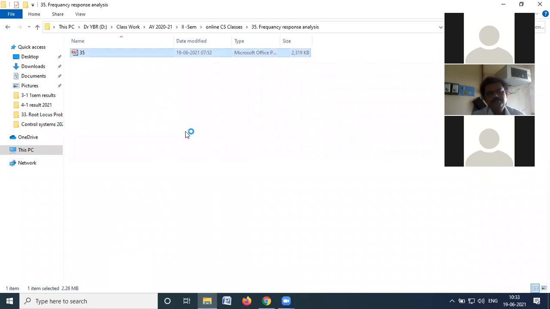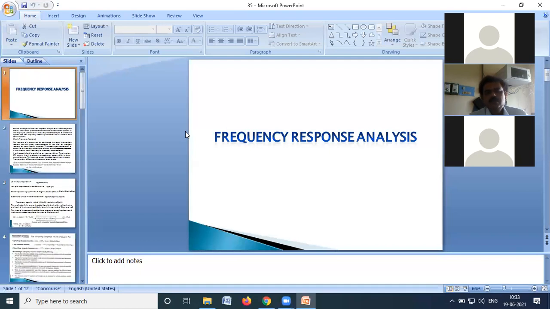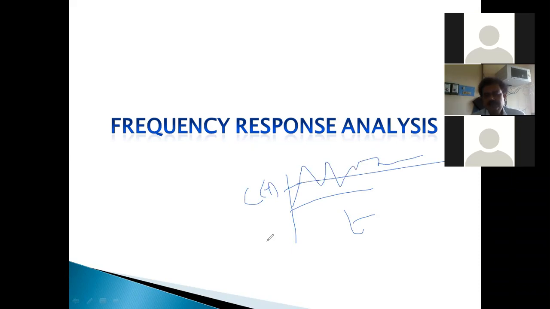Next chapter, that is frequency domain analysis. So till now we have seen time domain analysis. Time domain representation means the response of the system with respect to time. So this is time, where C of t is its output. If we measure, maybe a damped oscillatory response or something in this fashion.